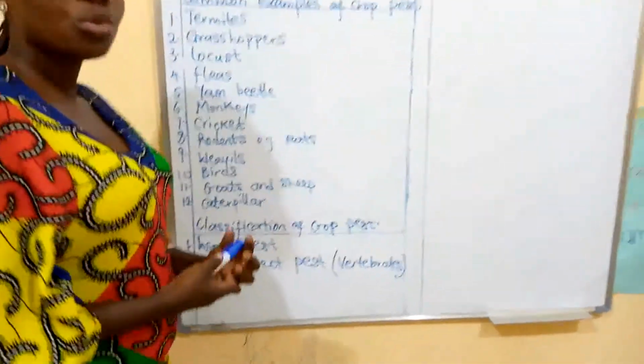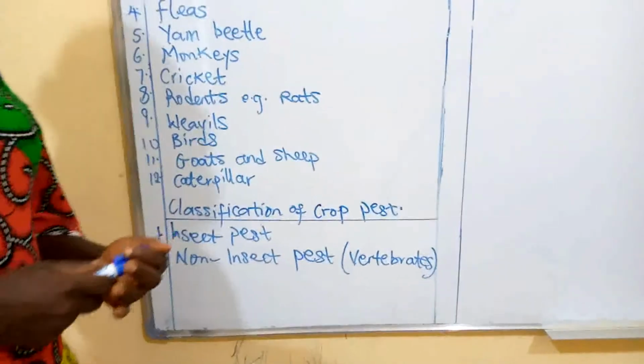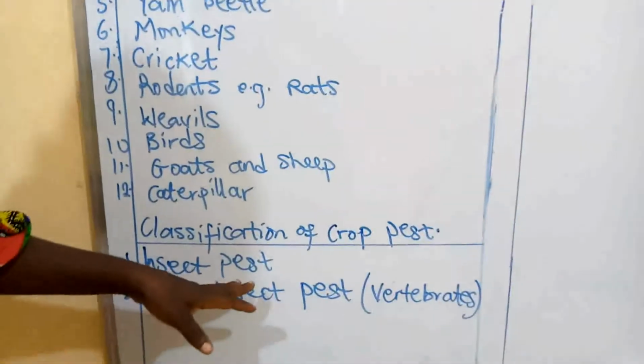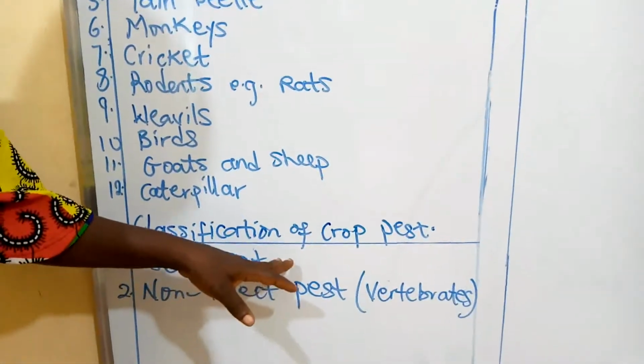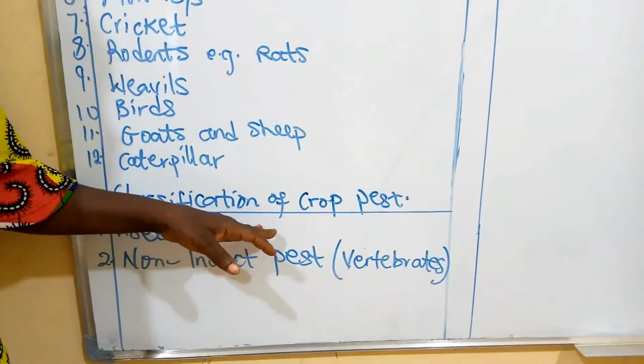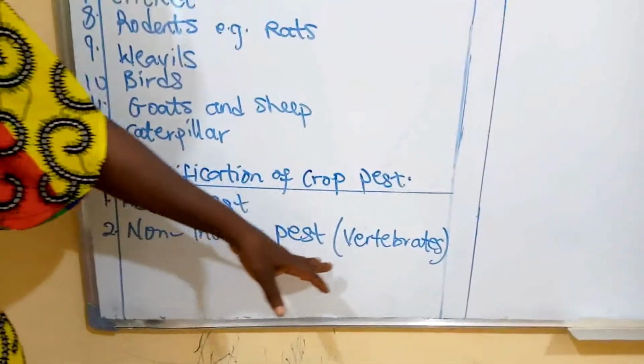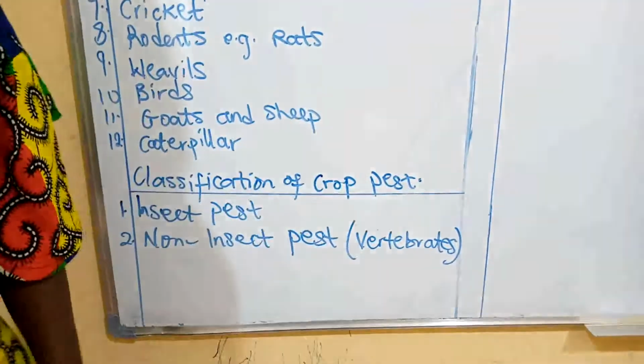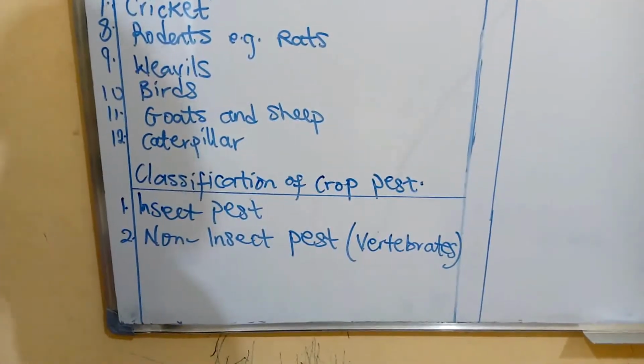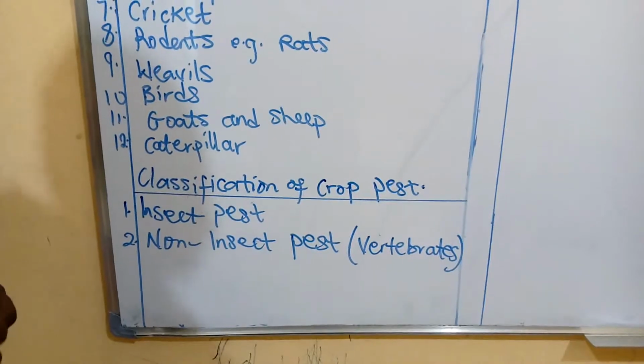Now we have two major classifications of pests. We have the insect pest, and this one is the largest of the categories of pests. And we have the non-insect pest, and these are majorly vertebrates. I hope you know what a vertebrate is. A vertebrate is an animal that has what? Backbone. Yeah, I know you know that one.